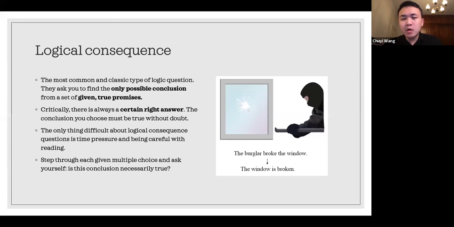Now, the best way of solving logical consequence questions is first to read the question and then step through each multiple choice and ask yourself, is this conclusion necessarily true? If it's only sometimes true or possibly true, then it's not the right answer. It has to be the only one that is certainly true. So let's look at two different examples.